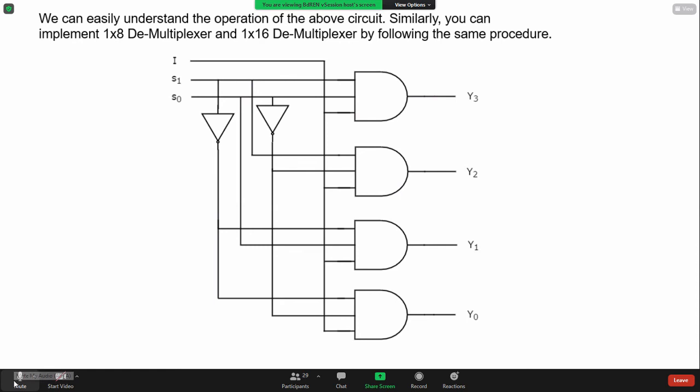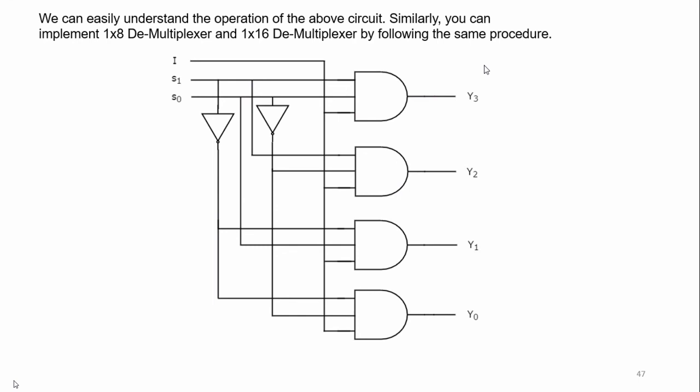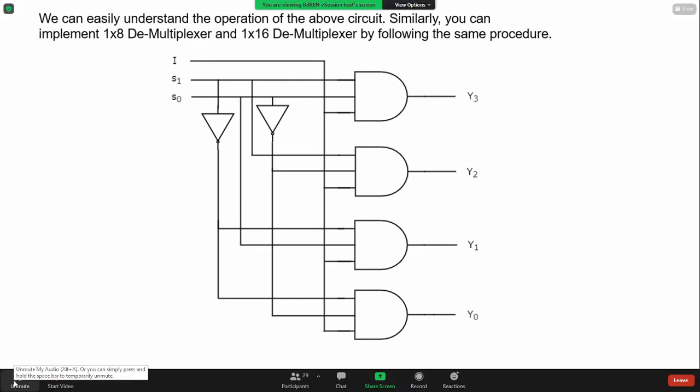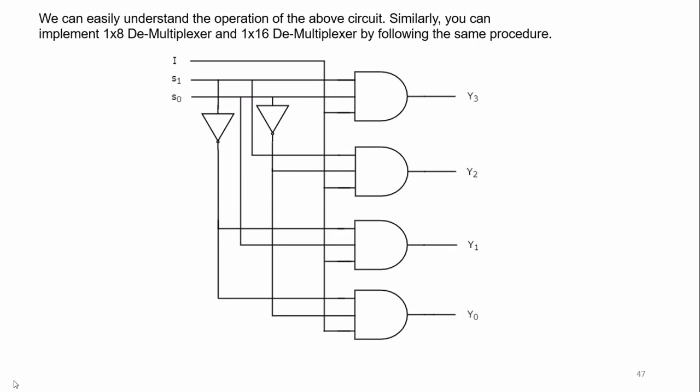Anyone? Ariful Islam. Very good. But your answer should be in English: for an 8 is to 1 multiplexer, we need in the first step 2 4 is to 1 multiplexers. Is it or not? Yes, ma'am. In the second step, we need 1 2 is to 1 multiplexer.